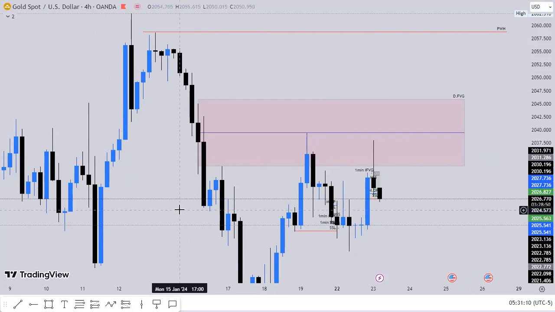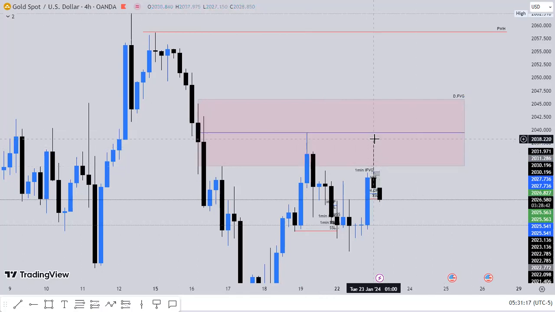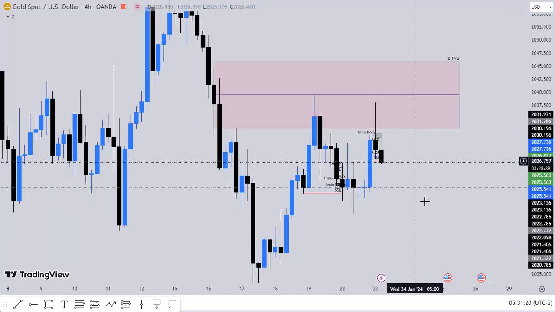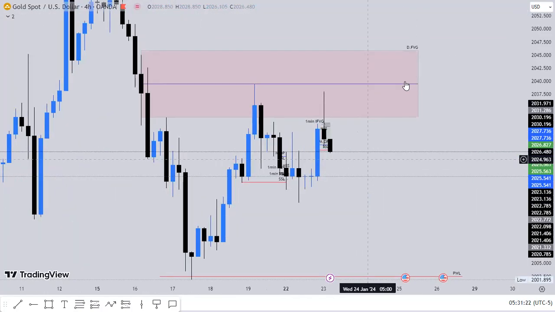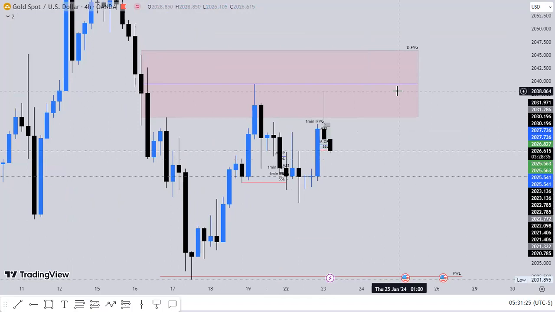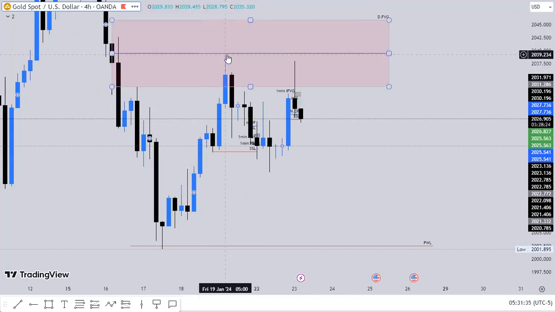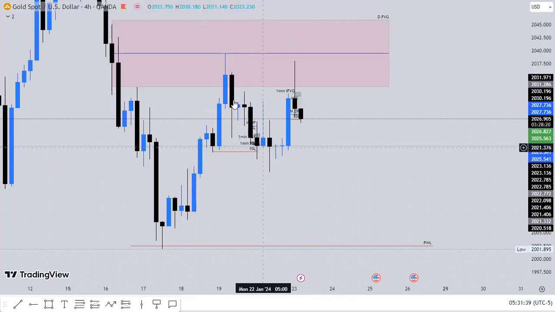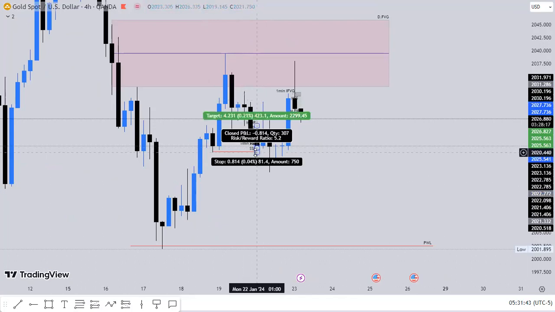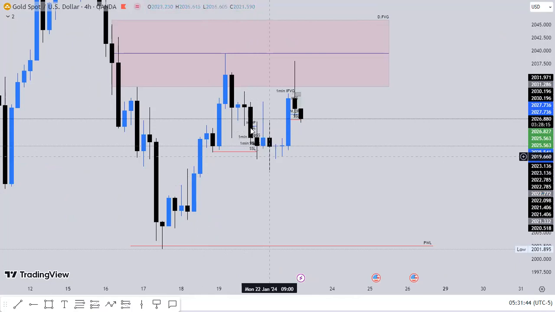Look at the respect to the CE of the daily fair value gap, and today look how price came up to it and rejected. So in my head, gold is respecting this level, or using it for what? The first time, the algorithm used this level to take this sell side liquidity. True. Okay, MSS happened, then the sell side liquidity has been taken out.